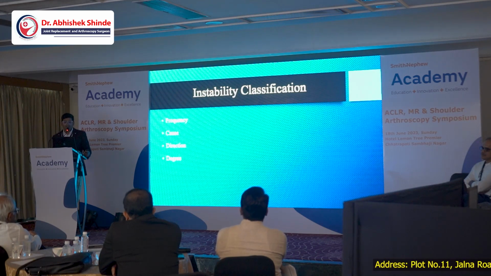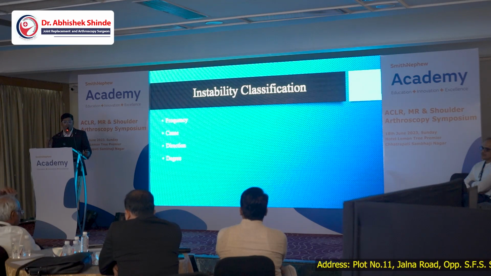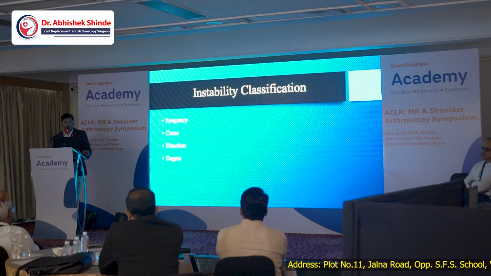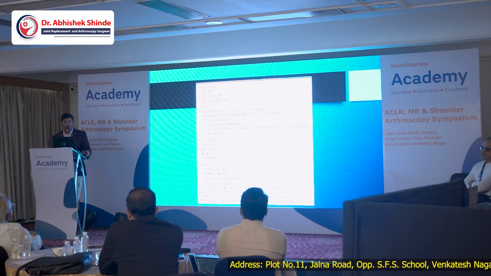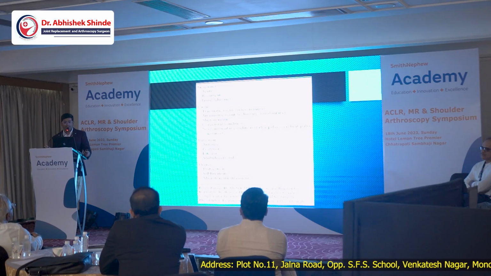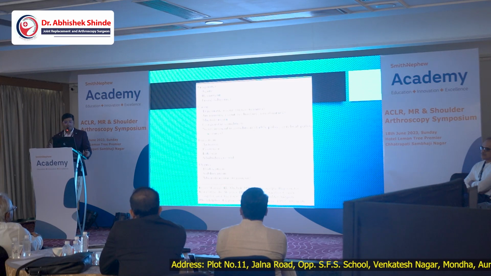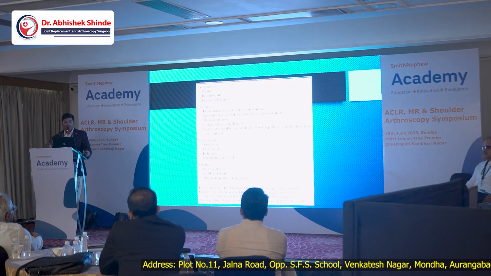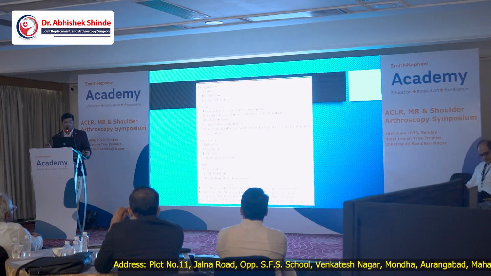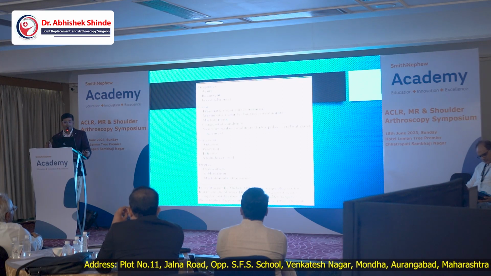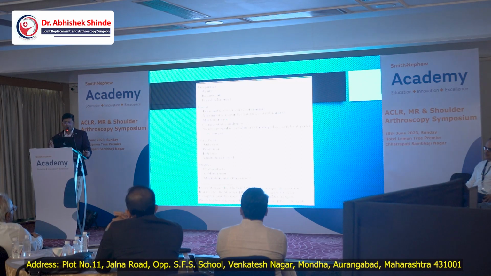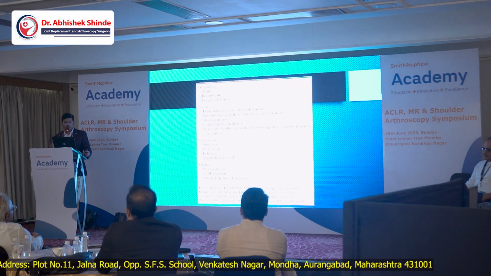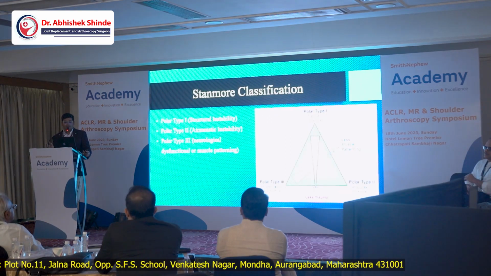So instability, as we have discussed, is classified depending on frequency, cause, direction, and degree. Frequency: whether it's acute, recurrent, or fixed. Cause: whether it's traumatic, micro-traumatic, or some congenital disorder. Direction: anterior, posterior, inferior, or multidirectional. Degree: whether it's dislocation, subluxation, or micro-trauma. This is the classification.